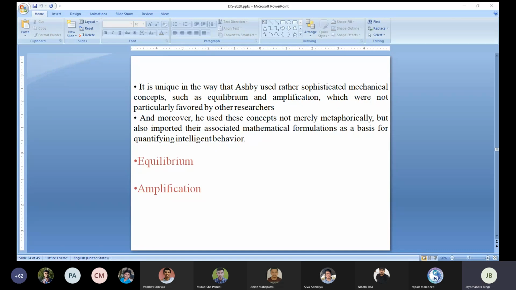That means if you understand the concept of equilibrium in a natural system, you can understand the concept of intelligence. That is the basis of this proposal. Because Ashby, the scientist whom I mentioned previously, proposed that using the simple concepts of equilibrium and amplification, metaphorically, in the case of natural systems, you can understand what intelligence is, and you can also quantify intelligent behavior.